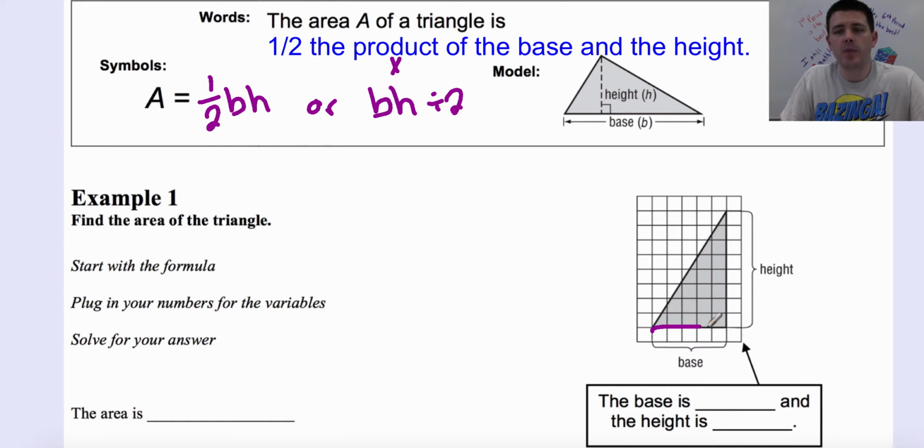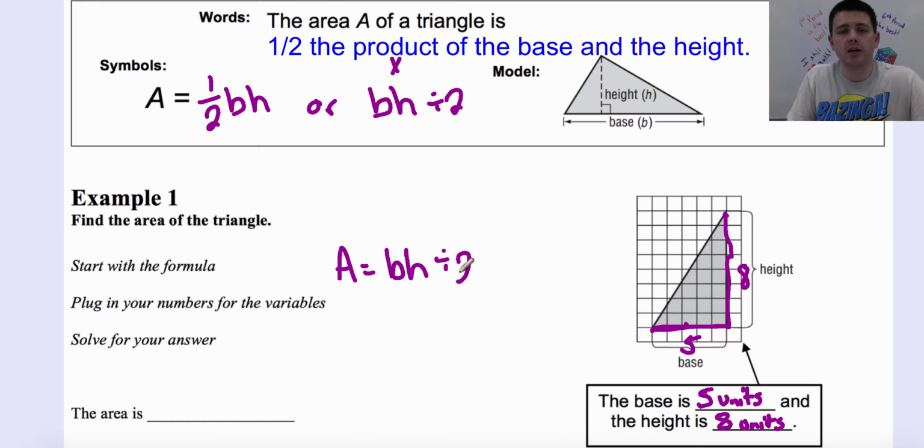So they tell me my base is this flat edge right here. So again, to count it, we go from corner to corner. 1, 2, 3, 4, 5 units long. Remember, you're not looking at how full are the boxes, the squares, we're just looking at the edge itself. Your height goes 1, 2, 3, 4, 5, 6, 7, 8 units high. So we have a base of 5, a height of 8. Now our formula says to find the area, we're going to do base times height divided by 2.